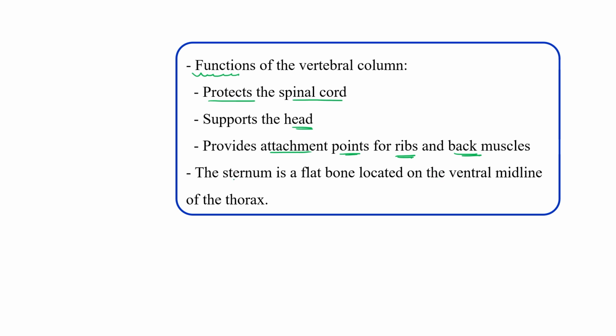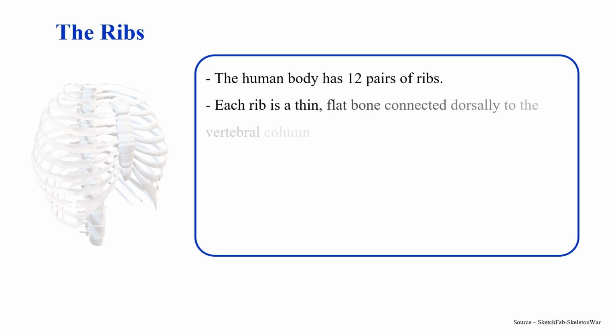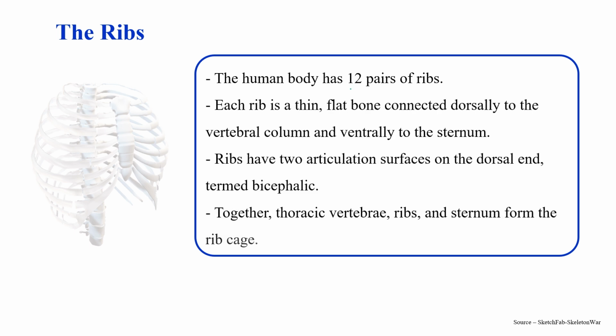Okay, the sternum is also present over here, which is a flat bone, and this sternum is located on the ventral side of the thorax. So 3 parts: first skull, then vertebral column, and third rib. So the ribs, third part. Our rib cage contains 12 pairs of ribs. Each rib is a thin, flat bone which is dorsally connected with the vertebral column.